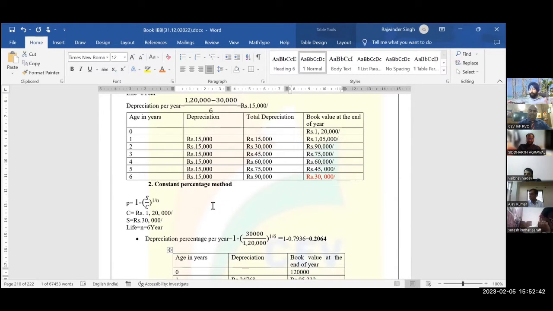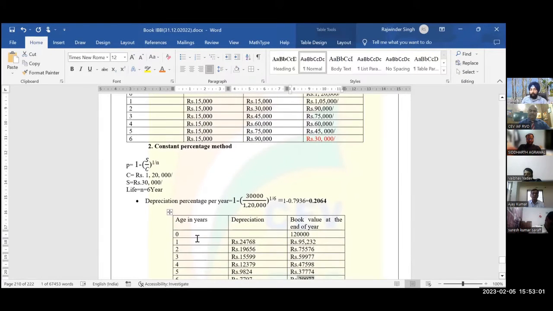Otherwise, this constant method is basically the reducing balance method. Depreciation is applied on the reducing balance. We may call it the constant percentage method, reducing balance method, written down value method. Many names have been given to it.